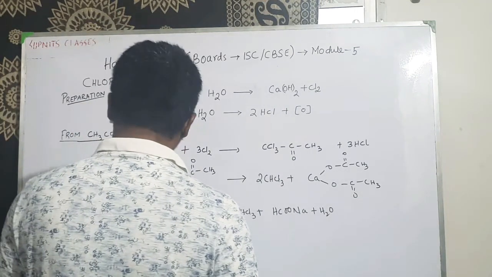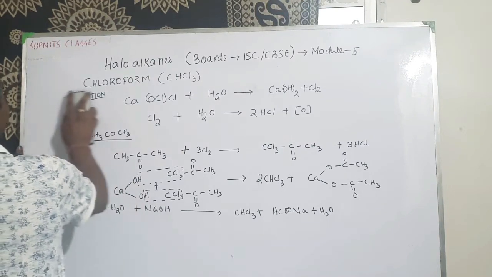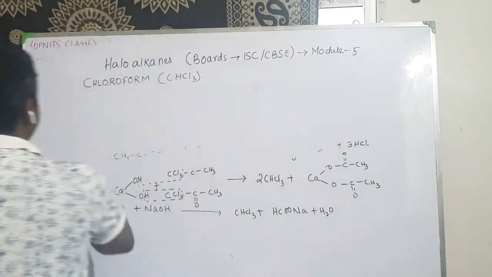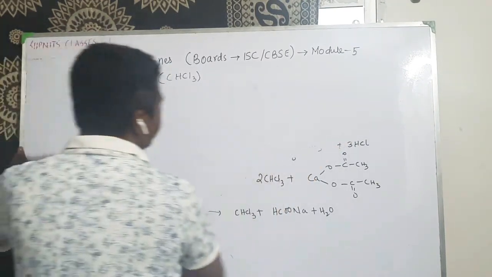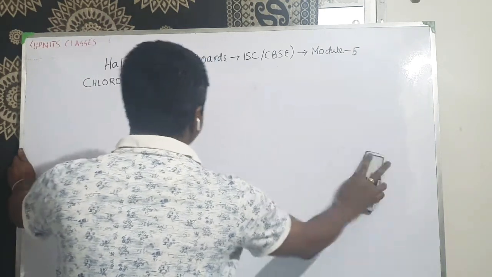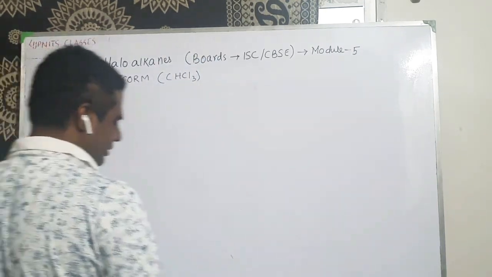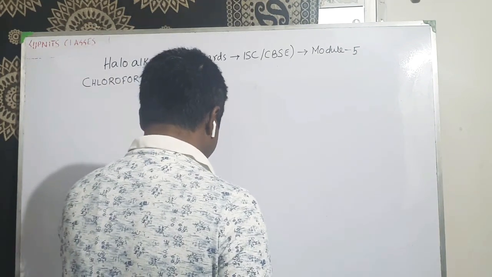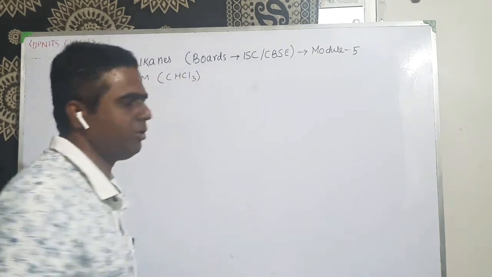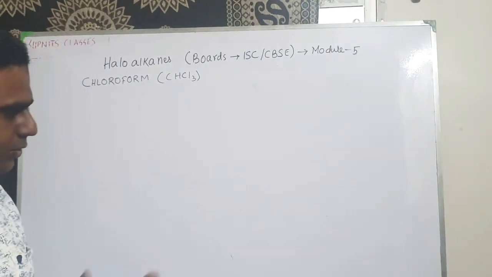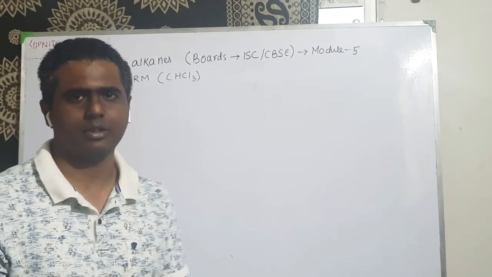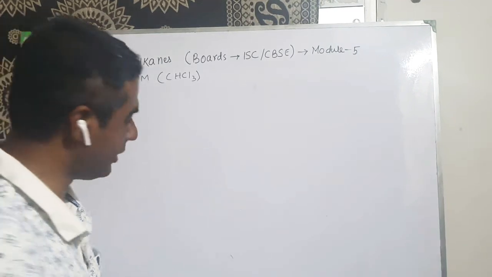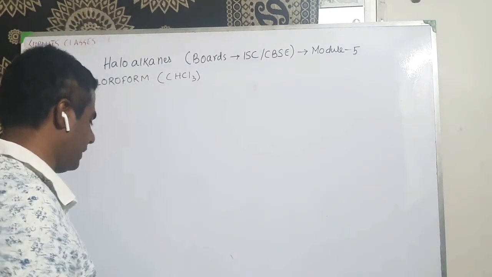Now we'll go for the properties of chloroform. First of all you can write, it's a sweet smelling compound, very slightly soluble in water, and it does cause temporary unconsciousness. We'll come to the chemical reason for why it causes temporary unconsciousness. First of all, let us do the reactions.